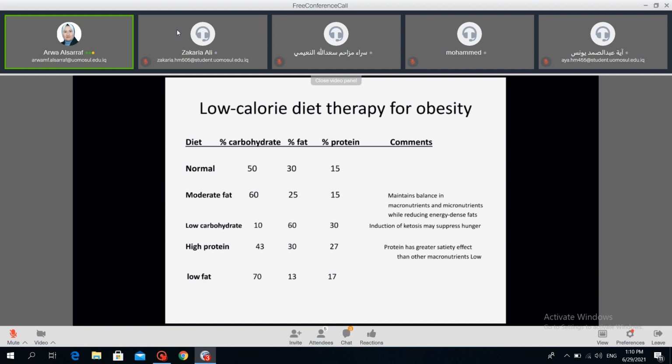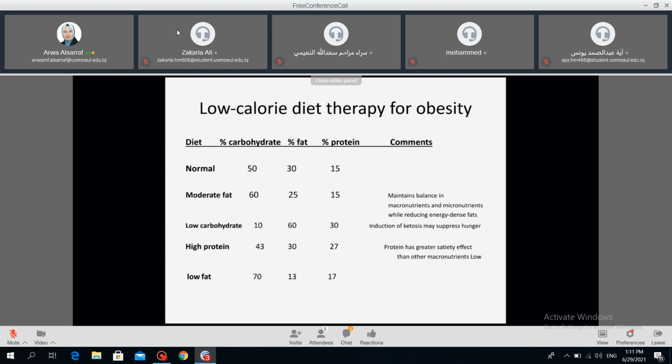For the first change of diet, we can depend on a moderate fat intake. That is to say, increase the carbohydrate energy source to 60%, decrease the fat to 25%, and keep protein at 15%. Or there is what is called the low carb diet, which is close to the ketotic diet. It reduces carbohydrates to only 10% of energy, increases fat up to 60% of energy, and also increases protein up to 30% of energy.